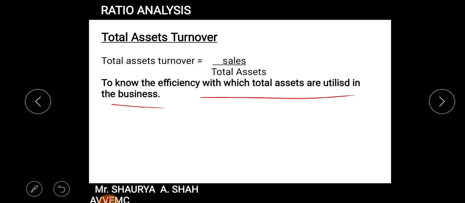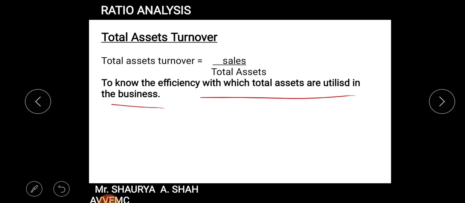So in the activity ratio, we saw 4 things. Again, very quickly revising those things. The very first is your stock turnover ratio or inventory turnover ratio. What was the formula, students? It was cost of goods sold upon your average stock, where average stock is your opening stock plus closing stock divided by 2. In case your closing stock is given but opening stock is not given, what will be your STR?